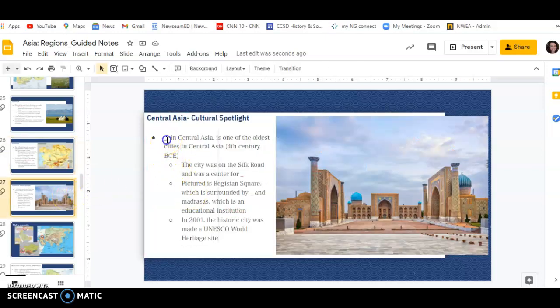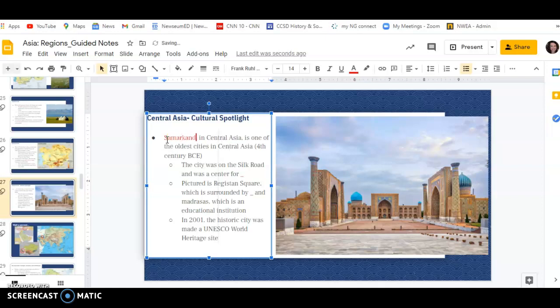The cultural spotlight for Central Asia is Samarkand. It's one of the oldest cities in Central Asia. It was formed in the 4th century BCE. The city was on the Silk Road and was therefore a center for trade. Pictured is the Registan Square, which was surrounded by mosques, again, an Islamic place where Muslim people worship, and madrasas, which is an Islamic educational institution. In 2001, this historic part of the city was also named a UNESCO World Heritage Site.